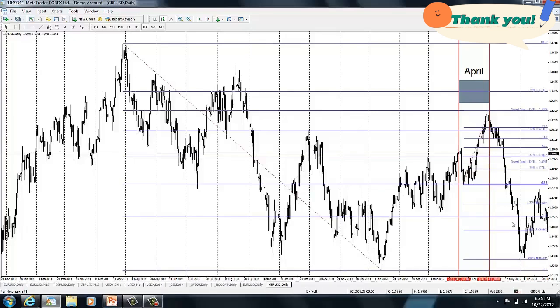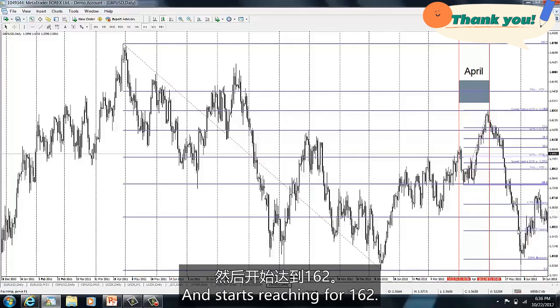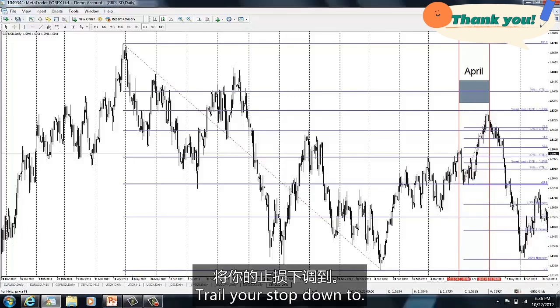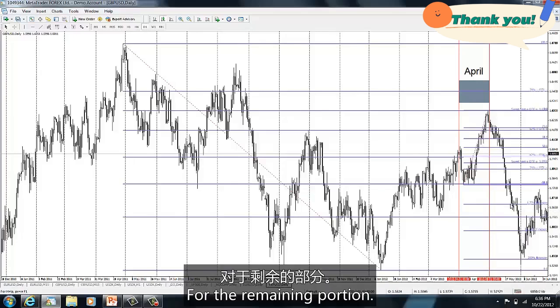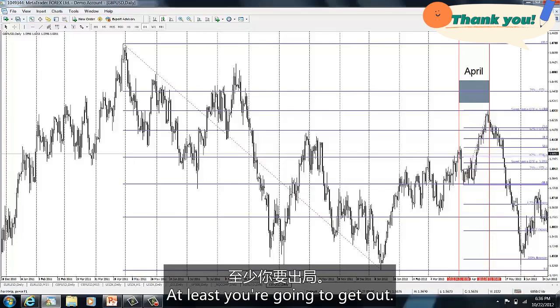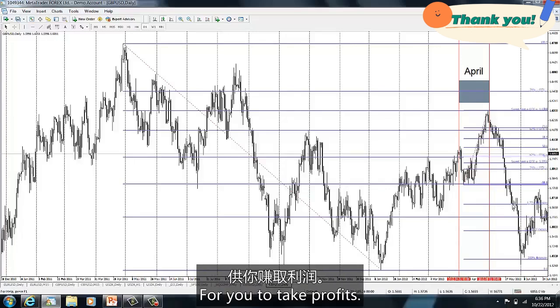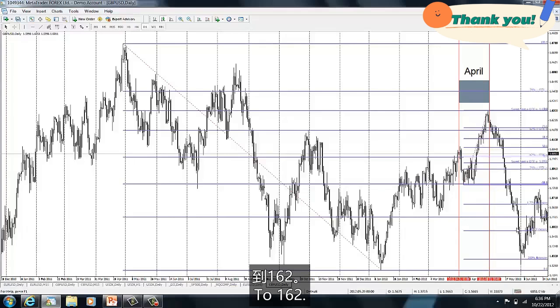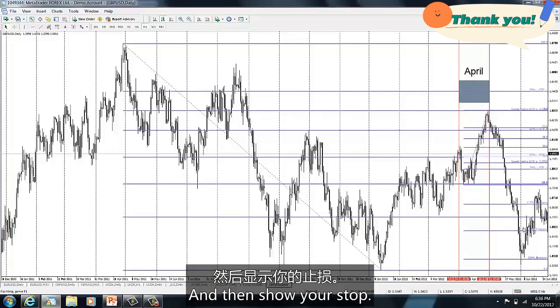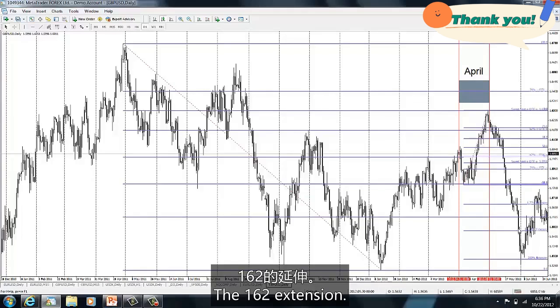Or you could just go for broke, and once it takes 127 out and starts reaching for 162, trail your stop down to the 127 for the remaining portion. So if it comes back up, at least you're going to get out with your remaining half at a nice logical area to take profits. And if it gets down to 162, take half of it there off and have the remaining 25% reach for the 200, and then shove your stop just above the 162 extension.